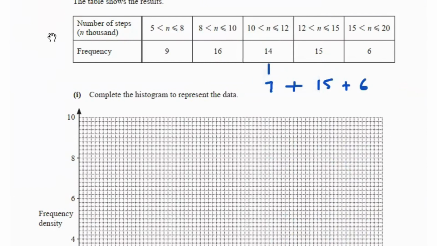That means the frequency is 7. Then 15 plus 7 plus 6 is going to be 28. And then we're going to divide 28 by 60 and then times that by 100. So that's going to be 46.7%.